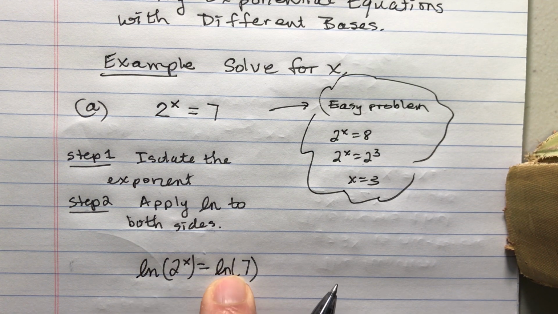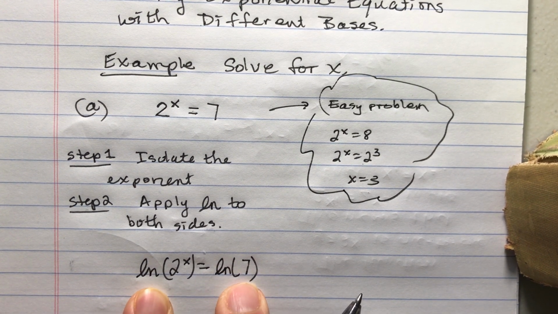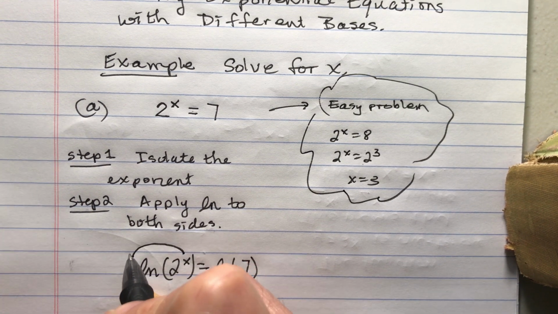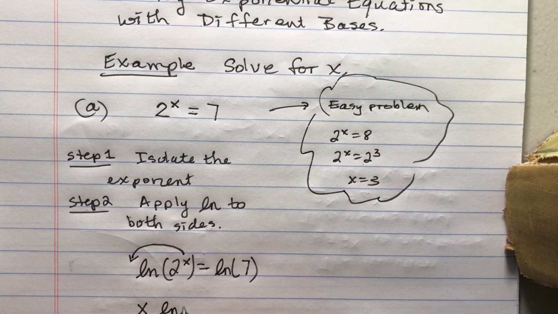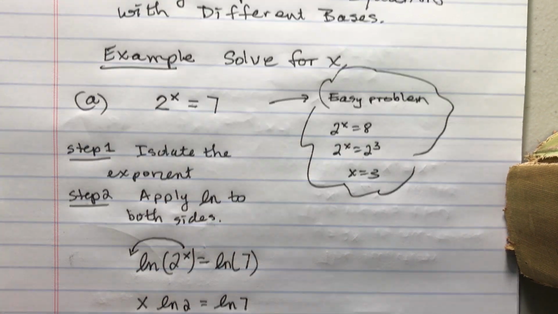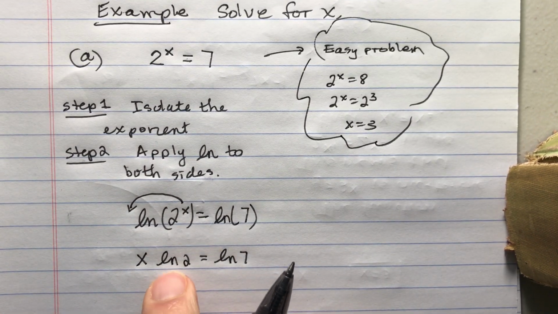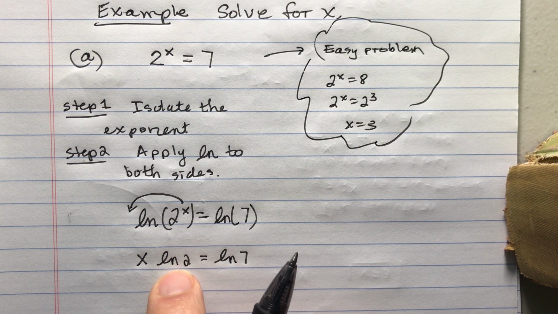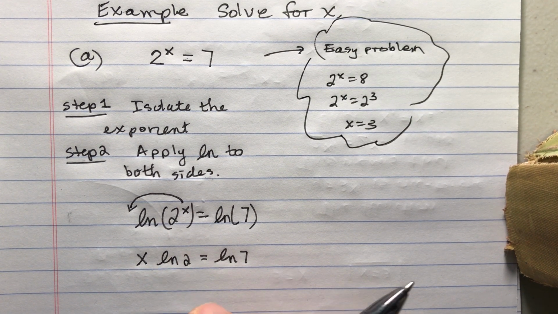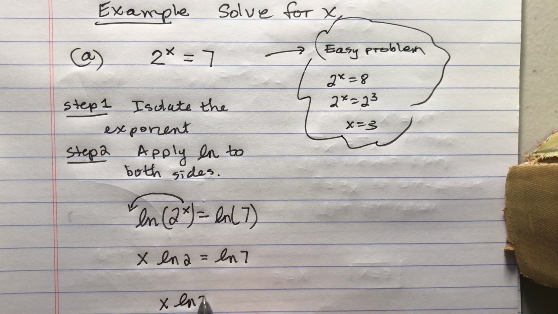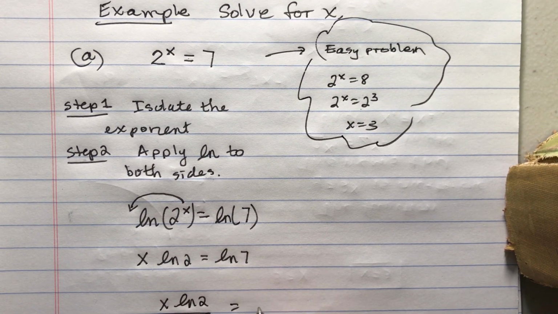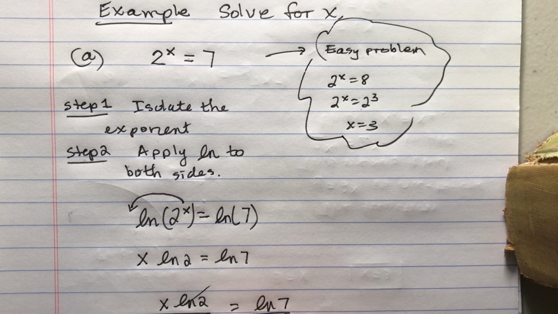ln is a function. When I apply it to both sides, these two are equal to each other. And then I bring the x in front. Now what I have is a number. ln 2 is a number. We could look it up on the calculator and get an approximation. However, a calculator will only give us an approximation, because it's an irrational number. So what I do is divide both sides by the same number, and then I cancel. So x is equal to ln 7 divided by ln 2.